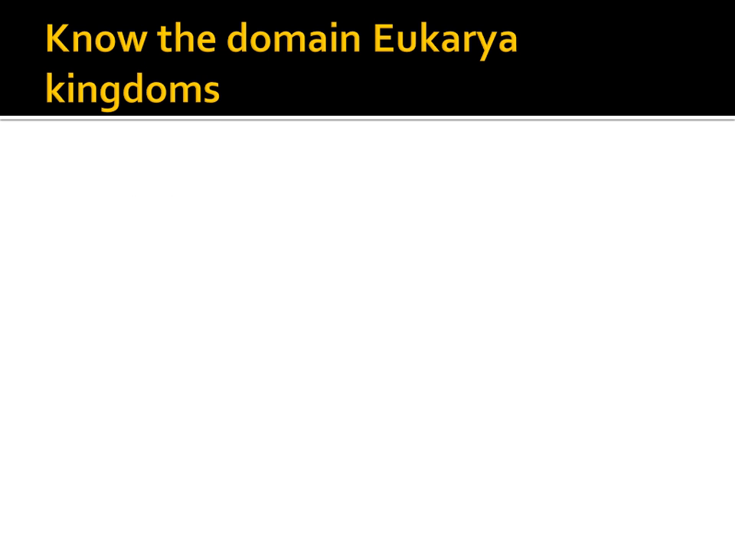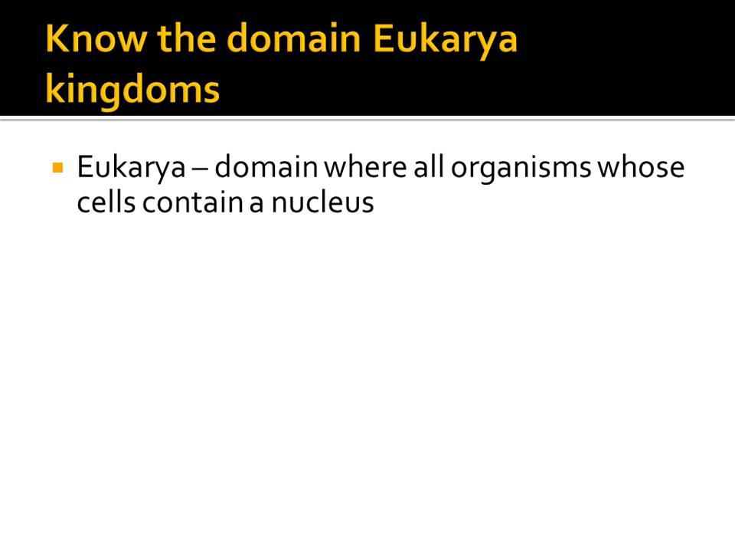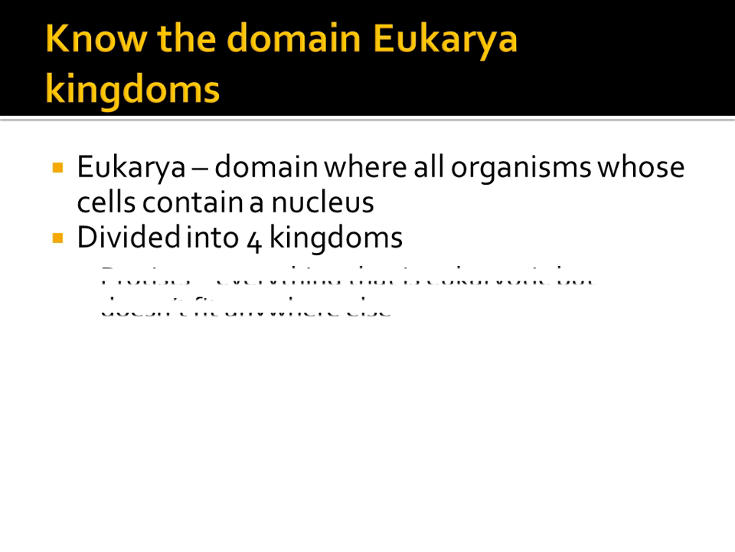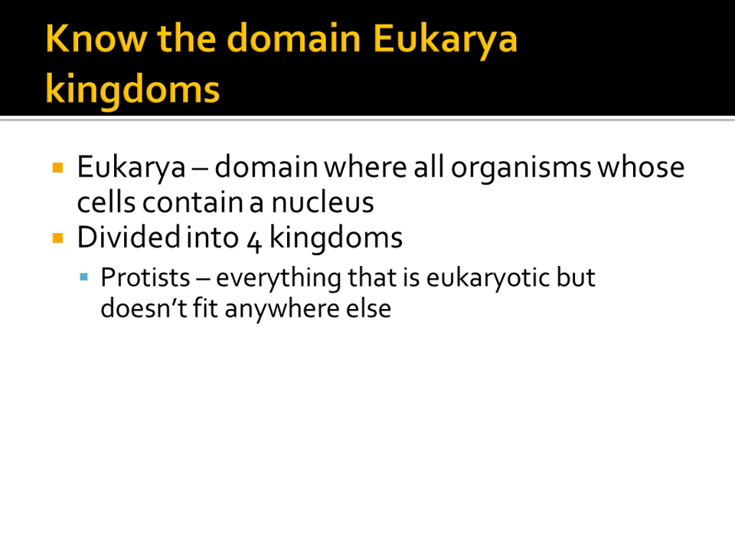The next part was knowing the domain Eukarya's kingdoms. There's actually a few important ones there. Remember, Eukarya were all organisms whose cells contain a nucleus, and it includes these 4 kingdoms. Protist, which is kind of like the catch-all. Everything that doesn't fit somewhere else goes in this category.